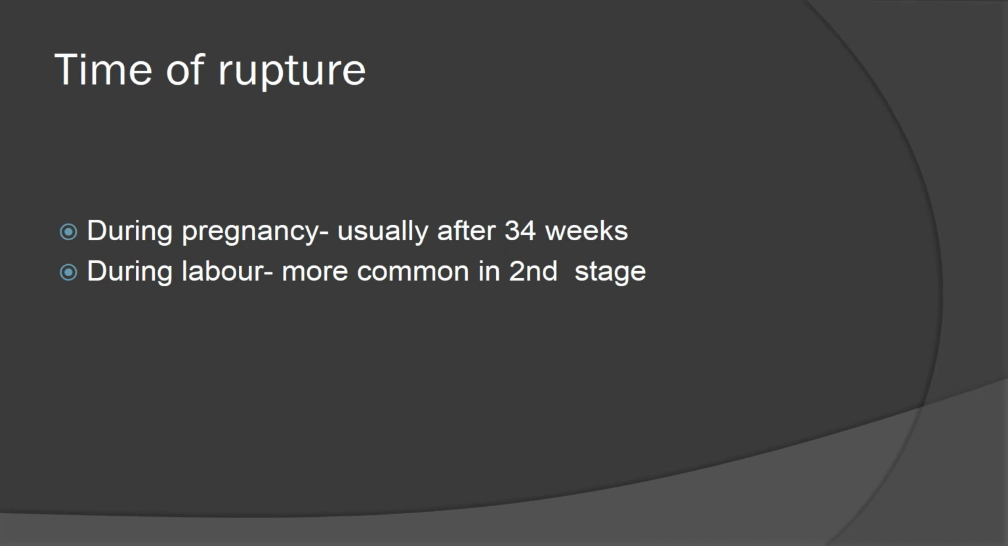Theoretically, rupture can occur any time during pregnancy and labor, but it is more common during labor, less frequently during pregnancy. If the rupture occurs during pregnancy, like in the case of classical section, usually it occurs after 34 weeks, when the uterus has distended the maximum. And during labor, it can occur at any stage, but maximum rupture occurs during the second stage, where the stretching of the lower segment is the maximum.